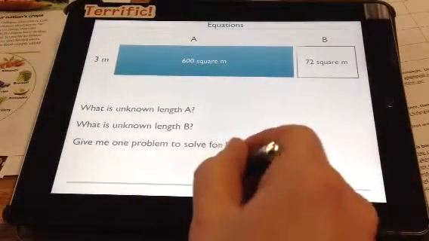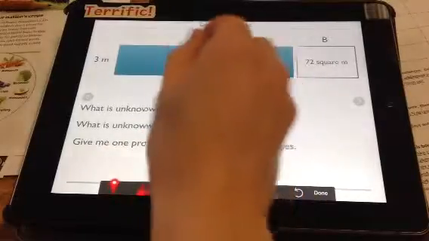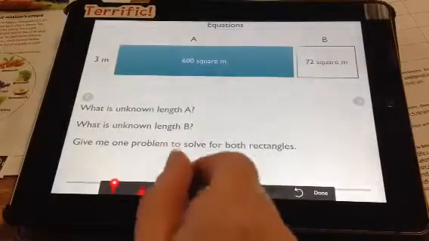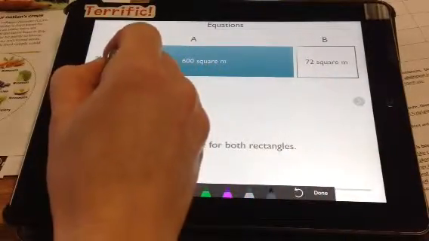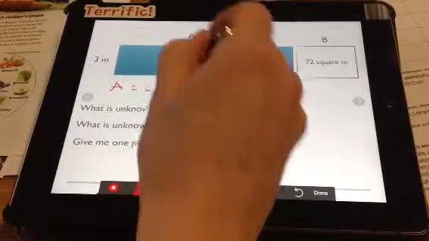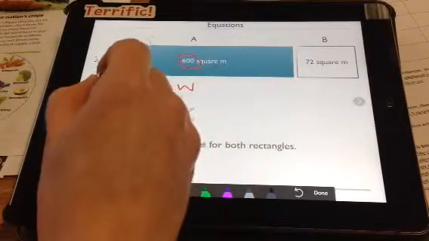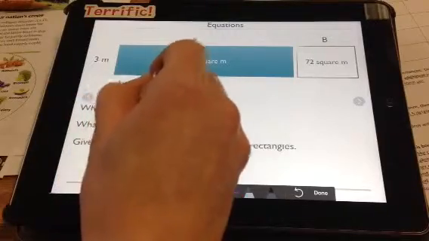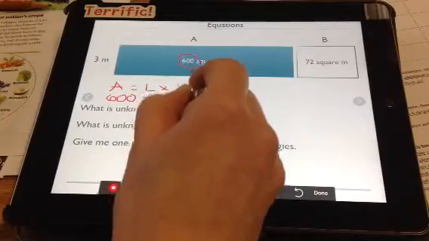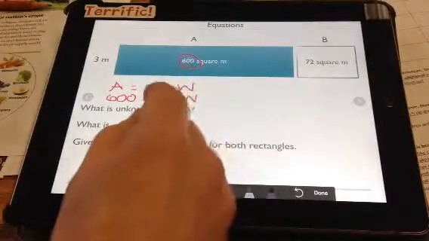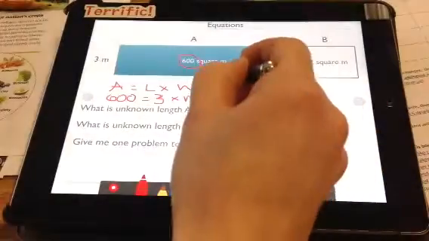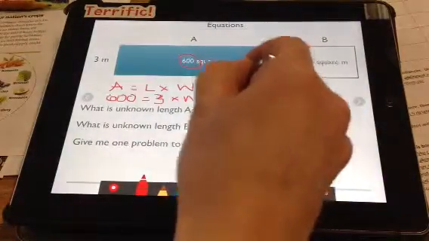Well, this is the area of this space. And here's one of my sides. Well, we know that the formula for area is area equals length times width. Well, if I've been given the area, I already know the area. And I know one of my sides. We'll say we know the length. Since I don't know what W is, I could figure it out. 3 times what gives me 600? I can also divide 600 by 3.